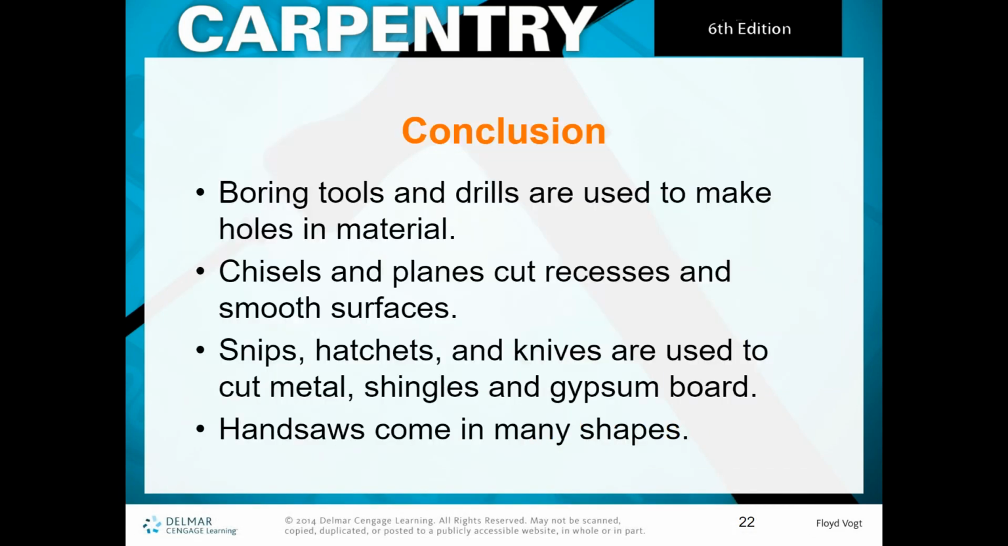So in conclusion, boring tools and drills are used to make holes in material, regardless of what the material is. Chisels and planes cut recesses and smooth surfaces, so wood chisels, block planes, bench planes. Snips, hatchets, and knives are used to cut metal, shingles, and gypsum board.